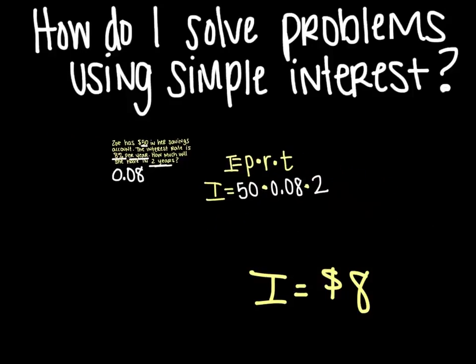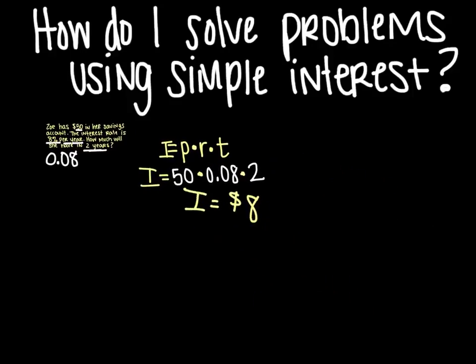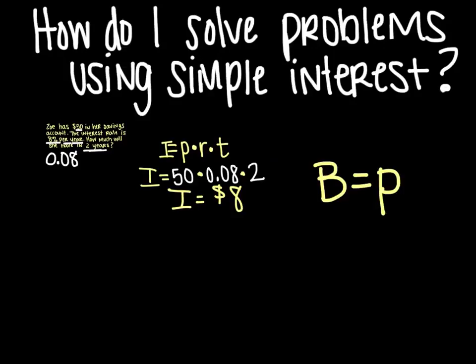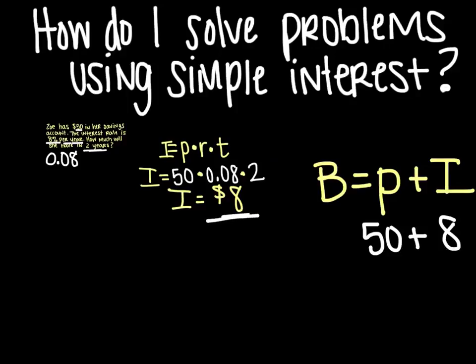Then you have to answer the real question, which is how much money will she have in 2 years. So now I have to take my balance. My balance is my principal amount, what I started with, and then I add on that interest that I earned. And so my principal was, we already found out, 50, and interest we know is 8. So I'm going to add those together, and that's going to give me my balance. So the balance is $58.